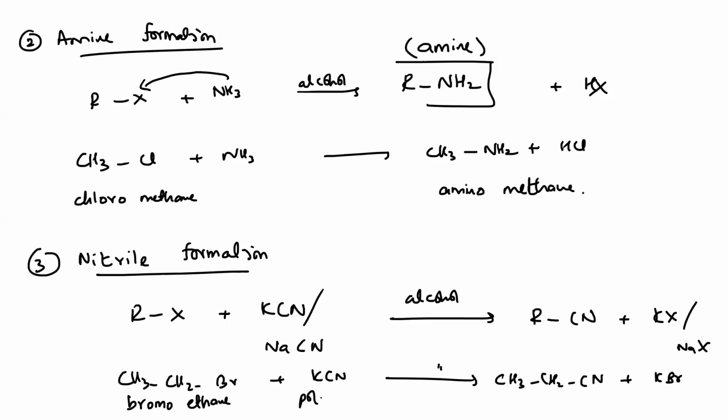So that's bromoethane, that's potassium cyanide, and that's ethyl nitrile. That's not the IUPAC name, but that's not part of this list, so let's not discuss that. Let's keep it at ethyl nitrile. Okay. So that ends alkyl halides.